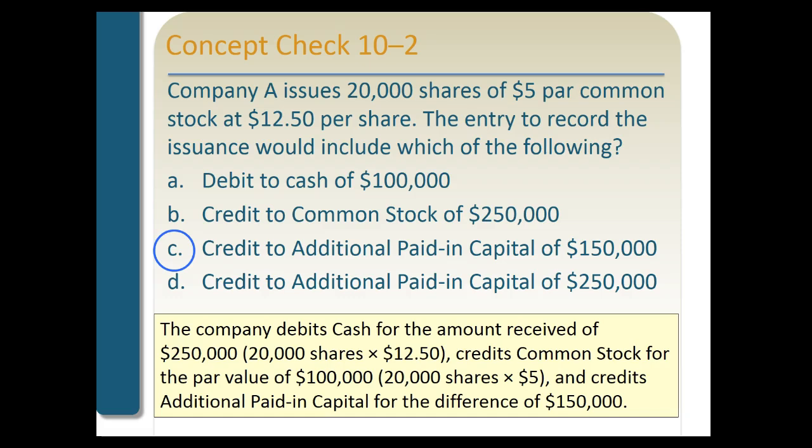So the company is going to debit cash for $250,000, which is 20,000 shares at $12.50 a share. It's going to credit common stock for the par value. The par value is $5, so it's going to credit common stock for 20,000 shares times $5. And then the remaining, it's going to credit to additional paid-in capital for the difference.